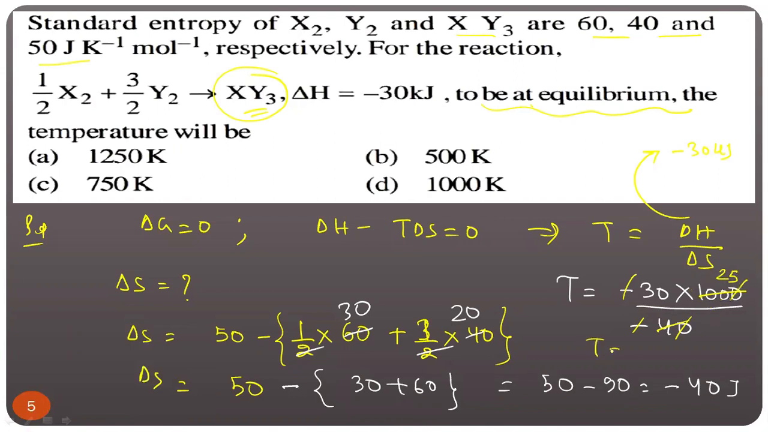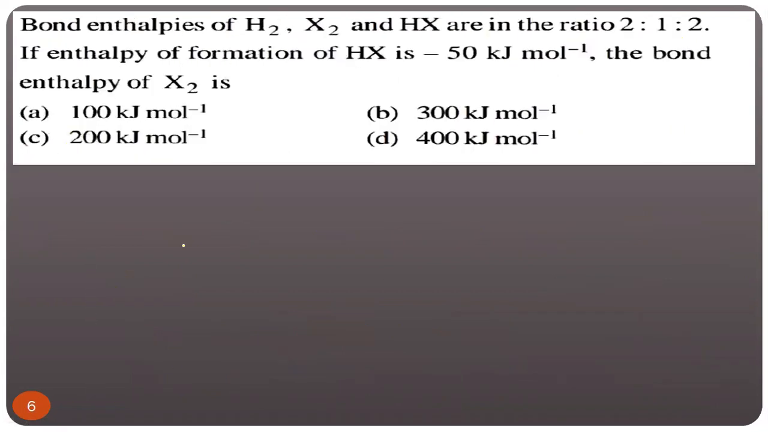Now, so T is equal to, we will say 750 Kelvin. So what should be the correct option? We will say that 750 Kelvin. Clear? Concept clear? Completely. Now let's move to the next question.